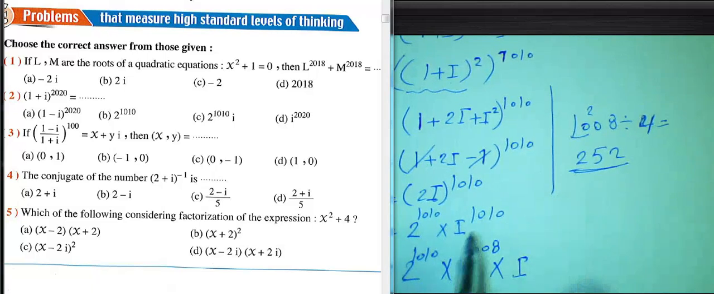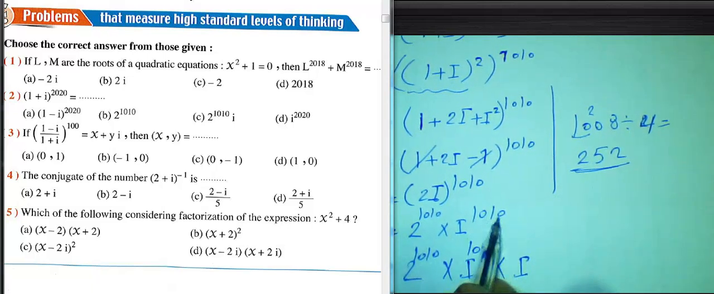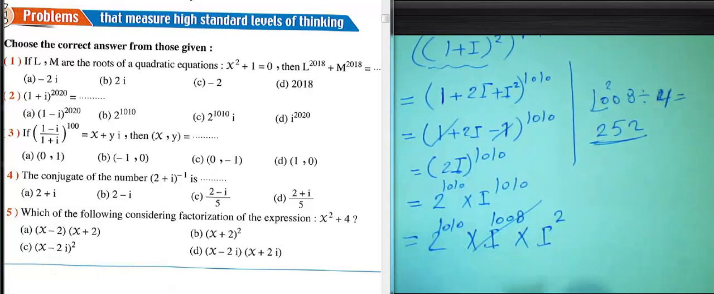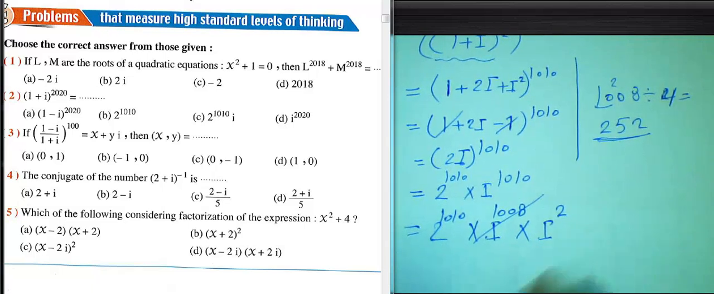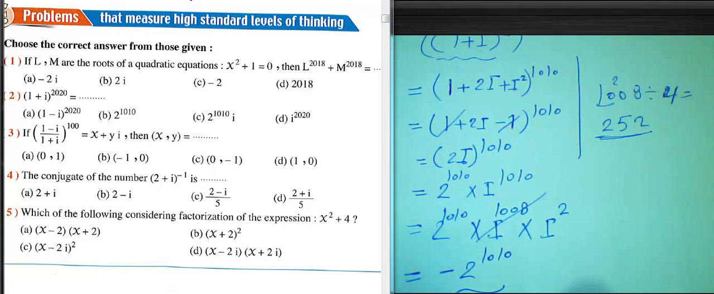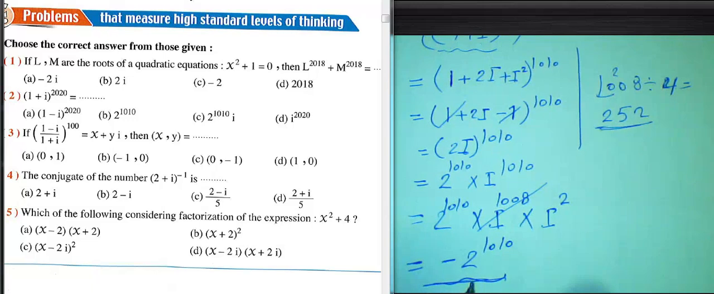Then we can write i to power 1010 as i to power 1008 multiplied by i to power 2. It will be 1, and i power 2 equal negative 1. So the result will be negative 2 to power 1010. The result, negative 2 to power 1010.